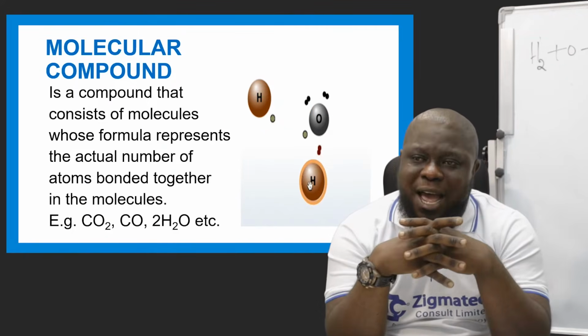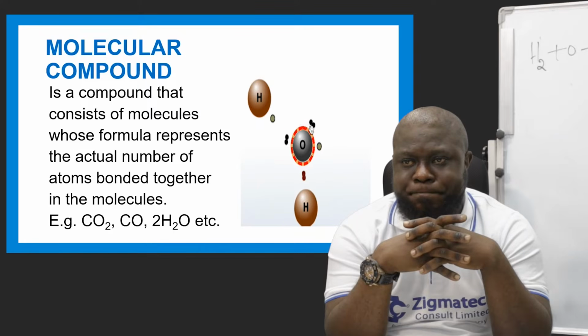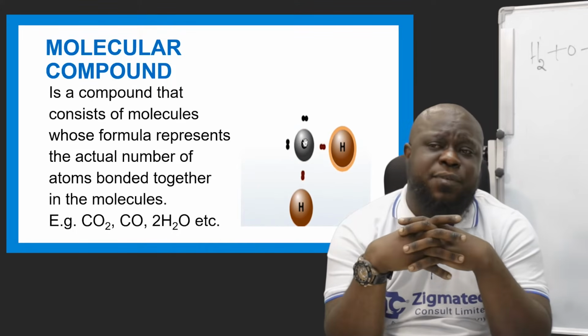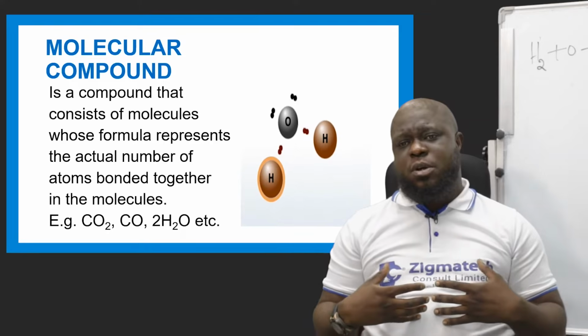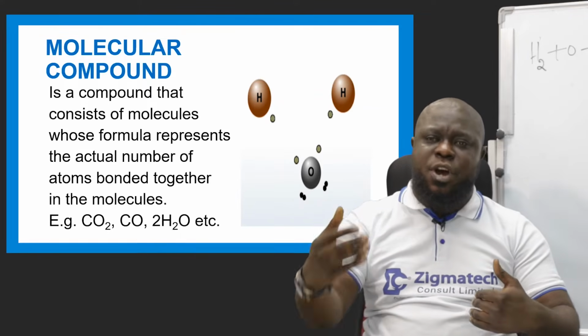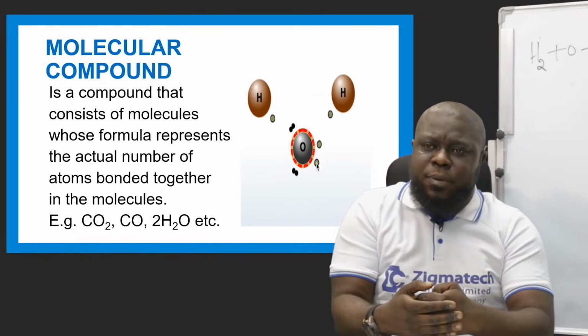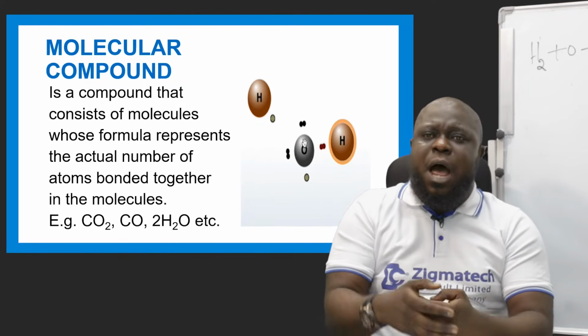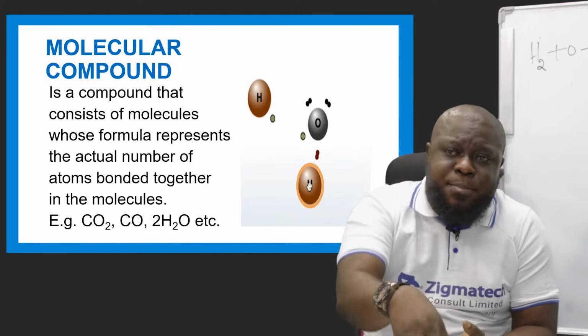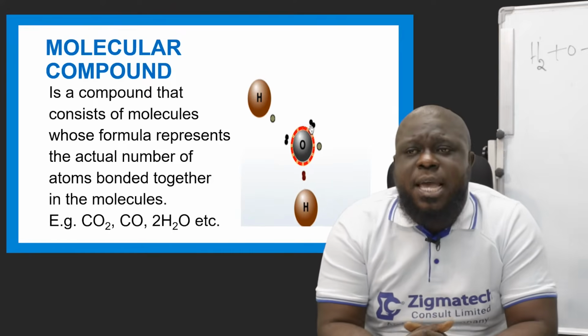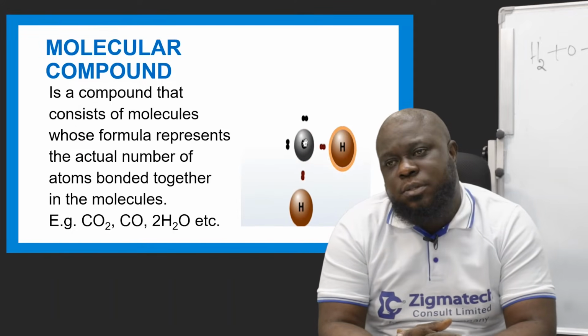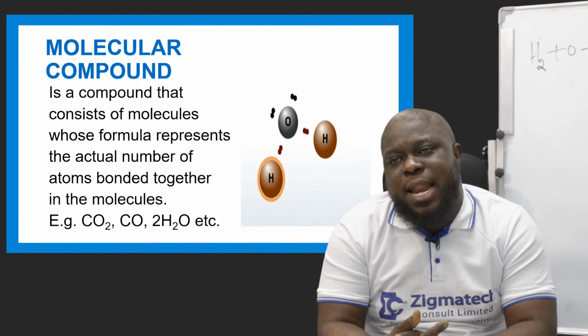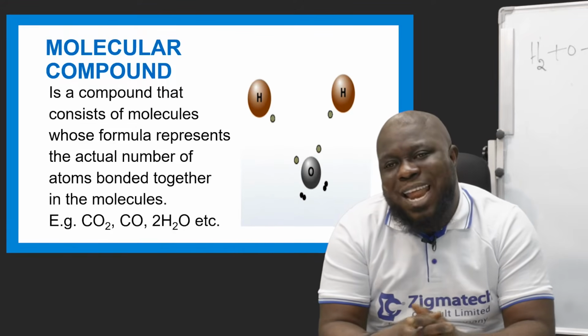They must come together in forming a bond. You understand that? There must be an attraction. The carbon must be attracted to the oxygen before the bond will be formed. Now, the bond that exists in molecular compounds is called covalent bond.